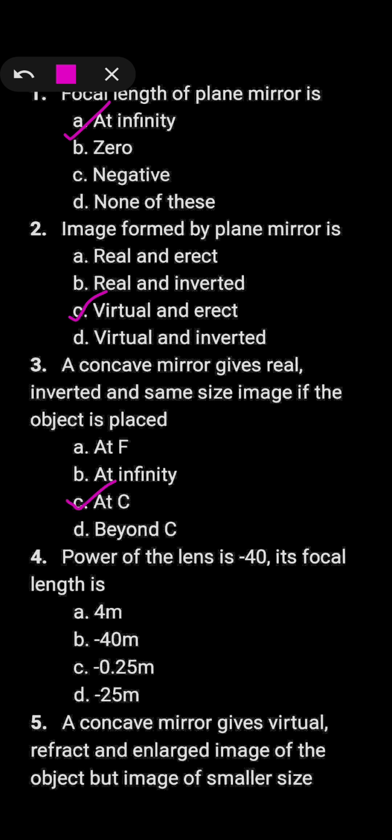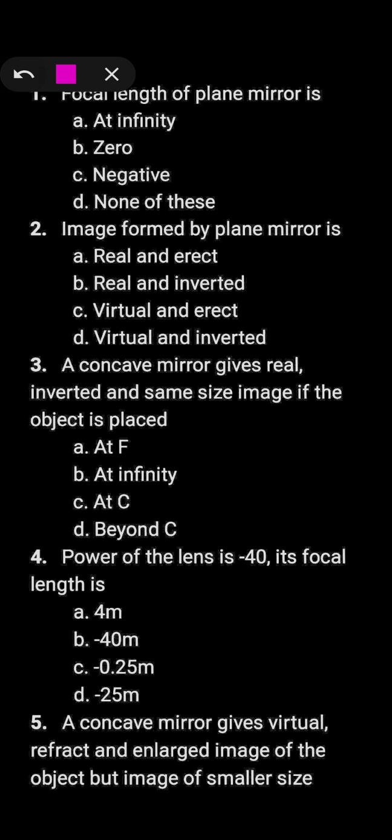After that, the power of the lens is minus 40, then what is its focal length? We can take the inverse of the power of the lens, that is 1 by f, as we used to take. So there we can find the value, that it will be 0.25, and since it is given minus here, it will be minus 0.25.